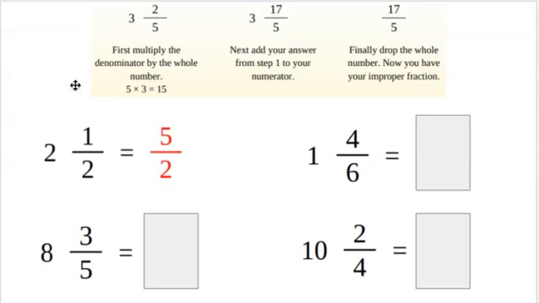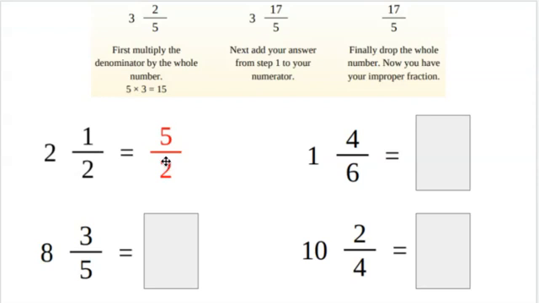That's because, again, if you're thinking of that picture, if I have 2 whole circles cut in halves each, there would be 4 halves. 1, 2, 3, 4. So that's where that 2 times 2 comes in, plus that additional 1 half for 5 halves.